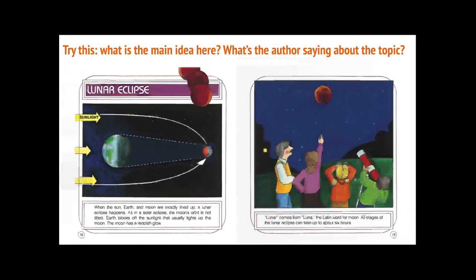Lunar eclipse. When the sun, Earth, and moon are exactly lined up, a lunar eclipse happens. As in a solar eclipse, the moon's orbit is not tilted. Earth blocks off the sunlight that usually lights up the moon. The moon has a reddish glow.